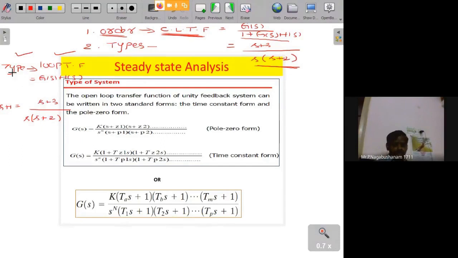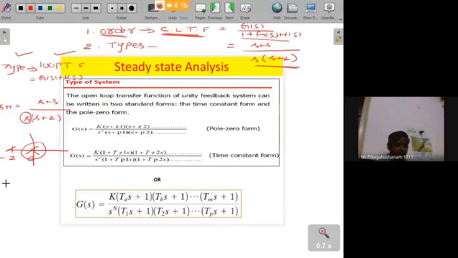So what does the type number mean? Type is different from order. Type number means the number of poles at origin. Check it. If you draw the pole zero plot for this one, equate the denominator to 0: s equal to 0, s equal to minus 2. These are the poles. But the number of poles at origin is nothing but the type number. So it is a type 1 system.